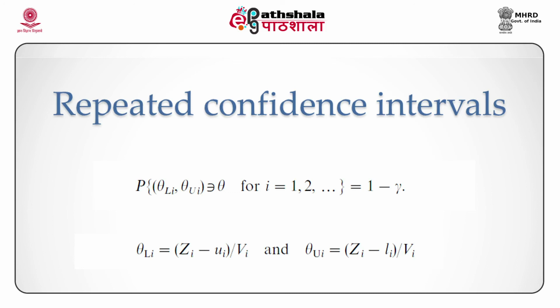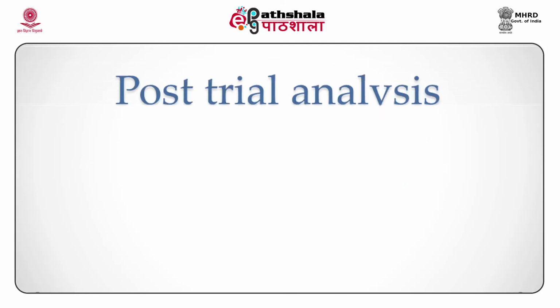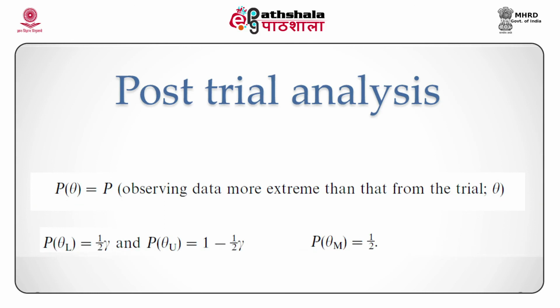So, note that these are repeated confidence intervals, and these can be obtained from any non-convergent sequential design in which the null probabilities of crossing each boundary are half gamma. So, for example, the limits theta li equal to zi minus ui by vi and theta ui equal to zi minus li by vi could be used. Post-trial analysis: a stopping rule will only typically determine whether or not we have sufficient evidence to conclude the trial, and once the trial is stopped, we need to conduct post-trial analysis.